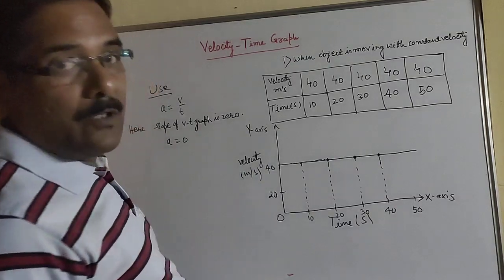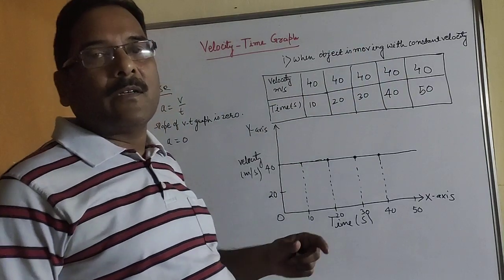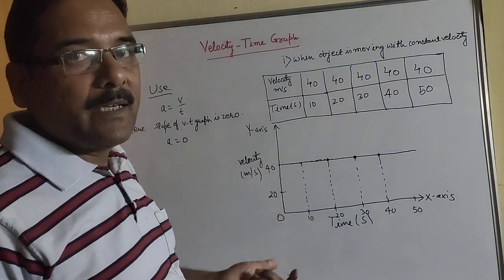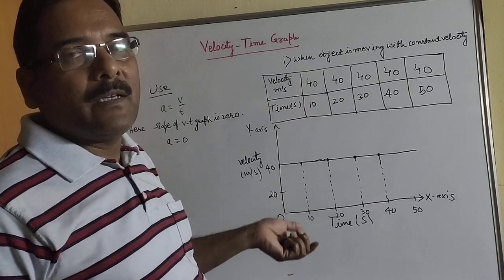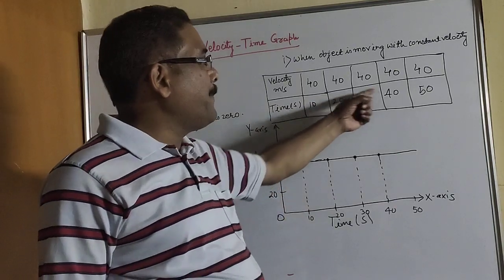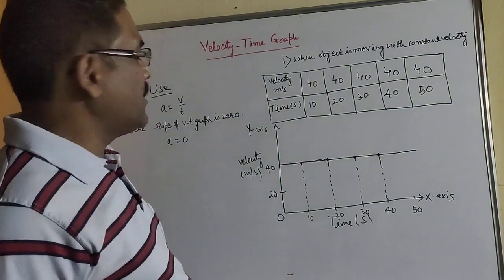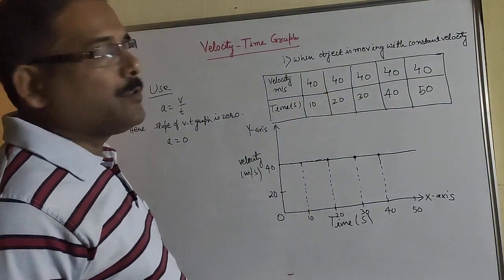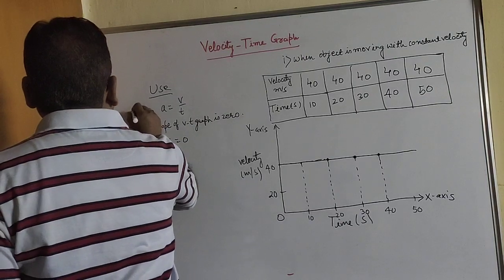This is also true because velocity is constant, velocity is not changing. If velocity changes, then there will be acceleration. Here velocity is fixed with respect to time. It is always 40, 40, 40. So acceleration is 0.